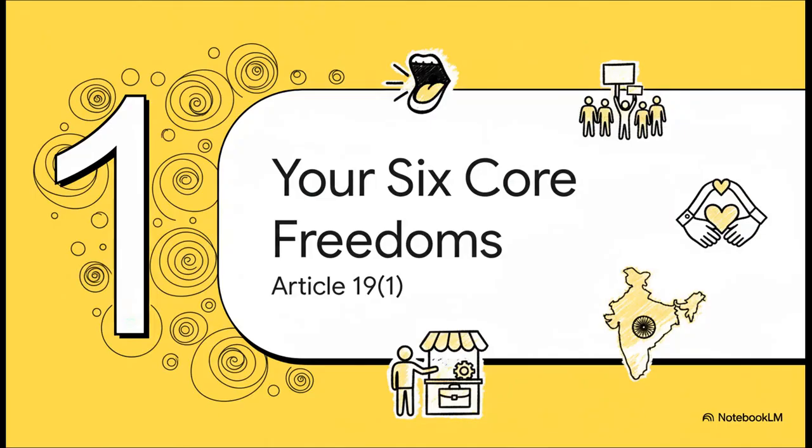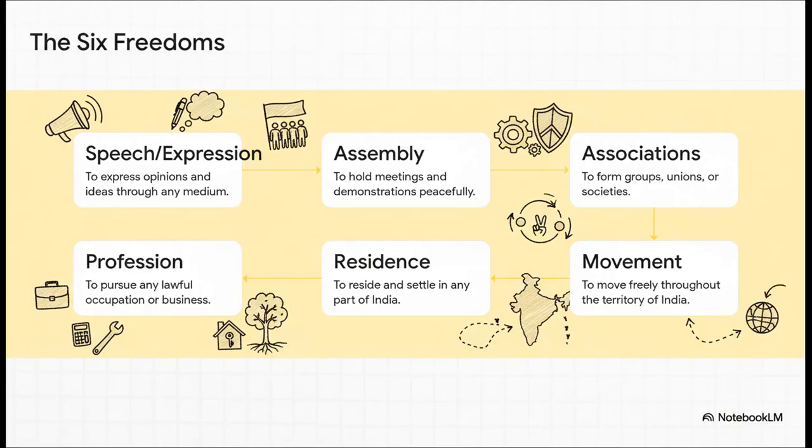All right, so first up, let's look at the good stuff. What are these 6 core freedoms we're talking about? And here they are. First, you've got the freedom of speech and expression, to say what you think. Then, the right to assemble peacefully, without weapons, of course. You can form associations, like unions or clubs. You have the right to move around freely anywhere in India, and also to live and settle wherever you want. And finally, you can practice any profession, trade, or business you choose. I mean, these are literally the pillars of what it means to live in a free society.